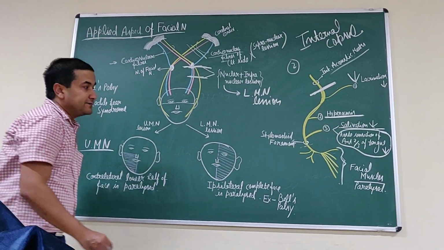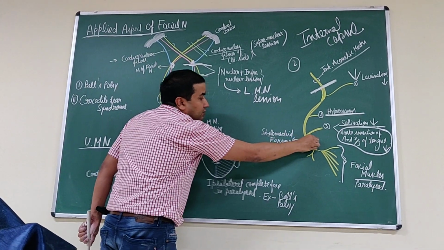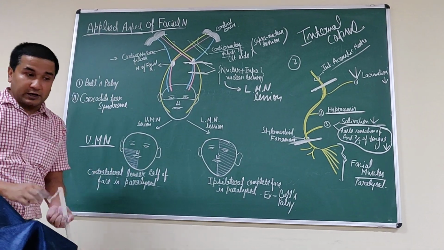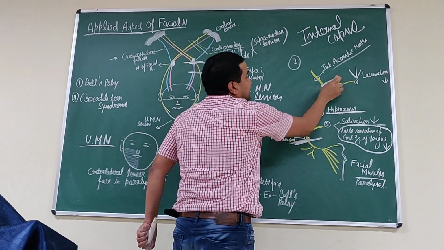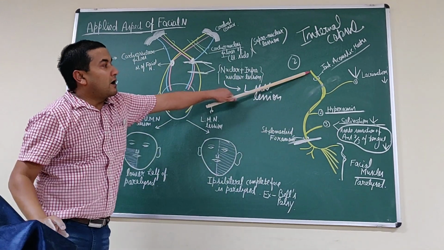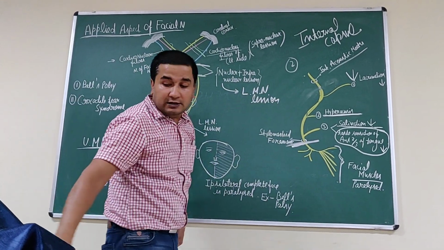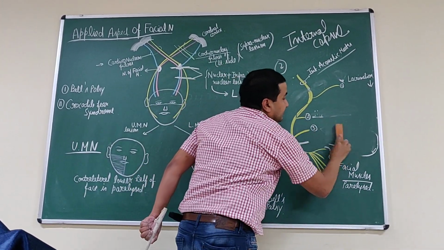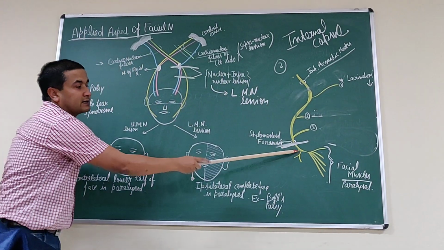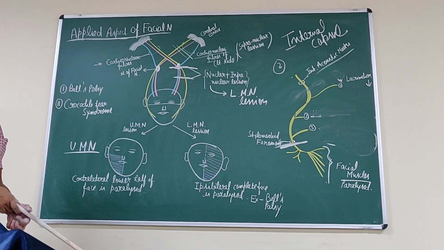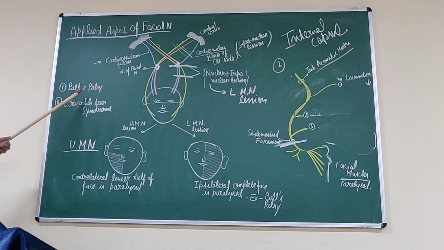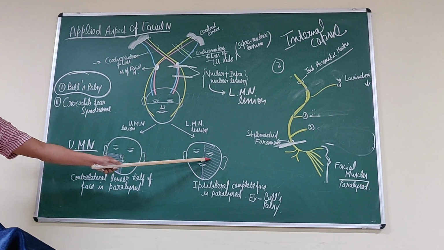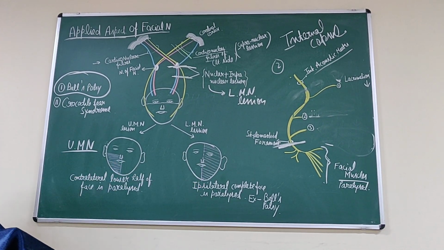Now suppose the lesion occurs just below the stylomastoid foramen here. Then what will be affected? All the nerves above this are functioning normally. All the functions will remain normal. There is no hyperacusis, no decrease of salivation. Only paralysis of the facial muscles occurs, and this condition is known as Bell's palsy. Bell's palsy is ipsilateral paralysis of the facial muscles.